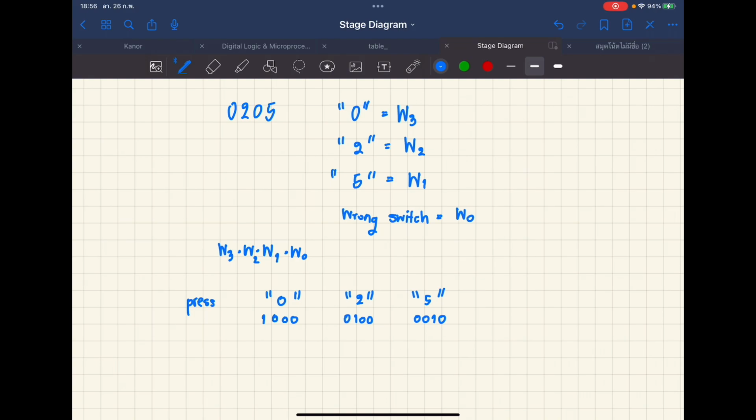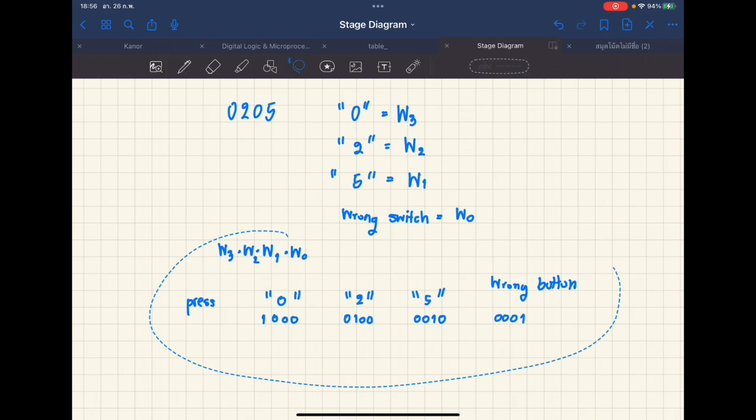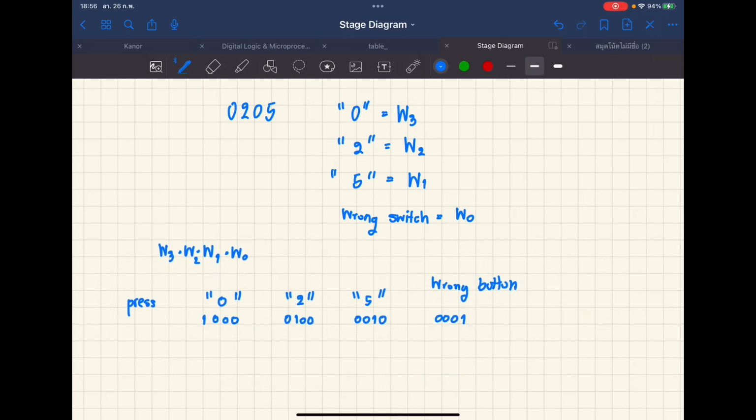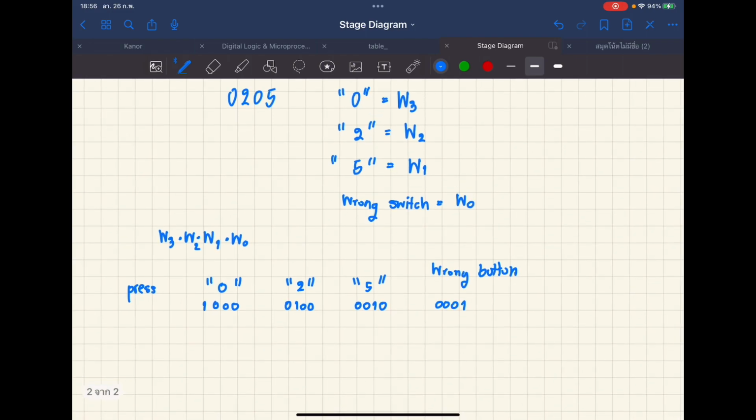And the wrong switch, wrong button. If we press a wrong button, it is 0 0 0 1. And if we don't press any button, or if we release the button, it's the same thing. It's going to be 0 0 0 0.